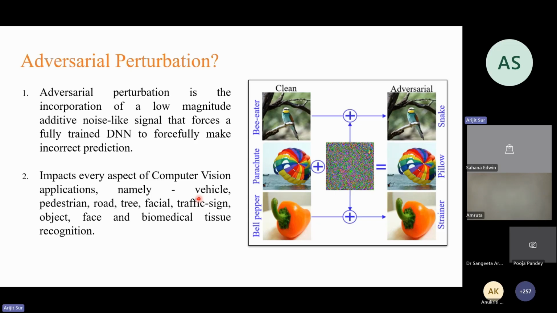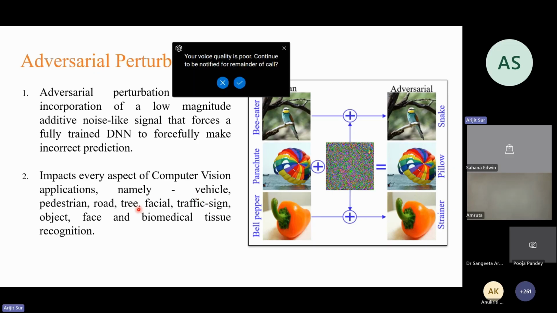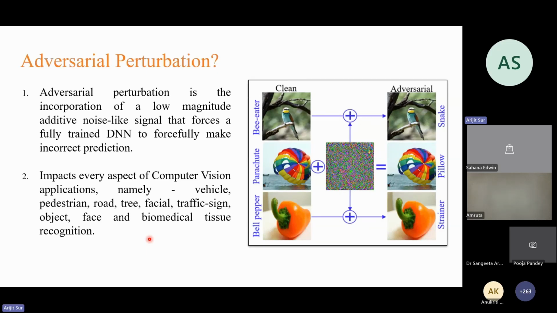Even in sensitive systems like medical imaging, this becomes a very sensitive issue and can cause catastrophic failure. It can be done on pedestrians, roads, trees, traffic signs, objects, faces, anywhere, and the result is very dangerous. It substantially degrades the performance of the whole system. So adversarial perturbation is a very significant attack.